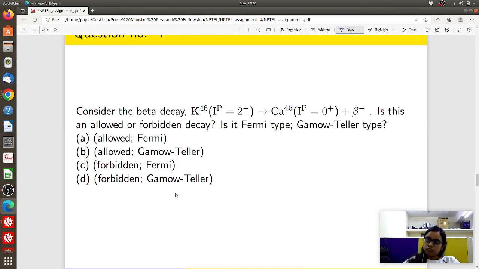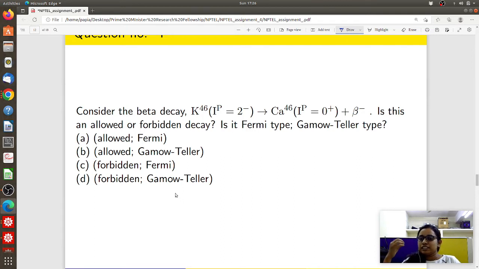Okay, now coming to the fourth one. The fourth question is a little bit tricky, and before going to the main answer of that question, I would like to say about the theory of that question. But still, at first I have to say what basically the question is. The question is to consider the beta decay. The beta decay is like K 46 going to calcium 46 plus beta minus. So this type of expression is there for beta minus decay. It is given in that question.